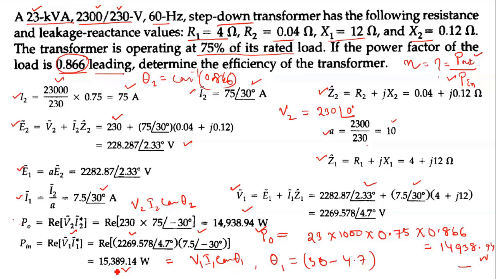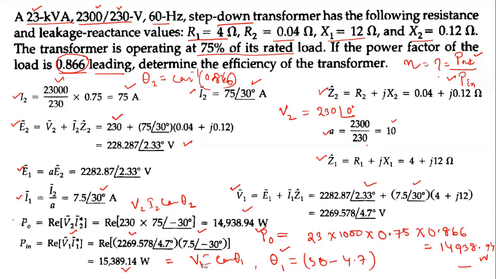The same answer you will get, 15,389.14. Either way you can do, but this is a complex calculation, so it will take more time. You have to multiply again and find the real part. Directly, if you find the angle, you just multiply V1 I1 cos theta 1. Directly you can find the input power, right? So now you can find the efficiency.